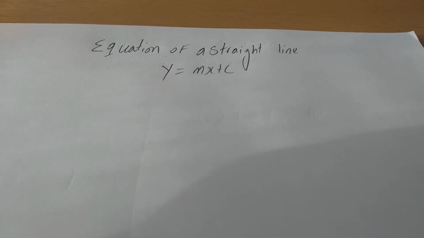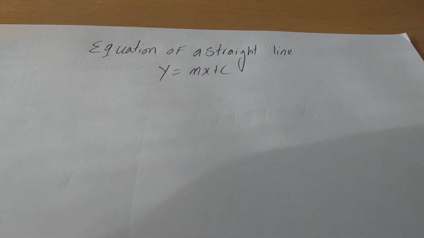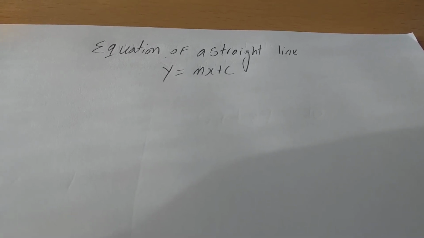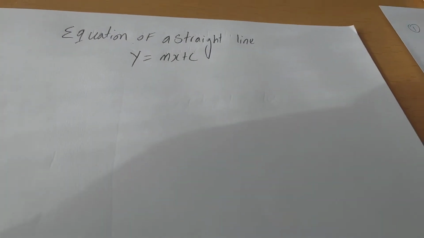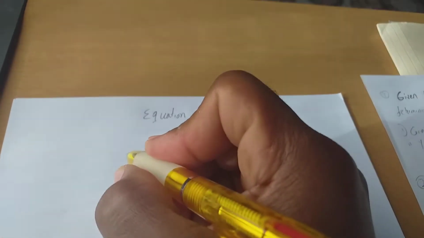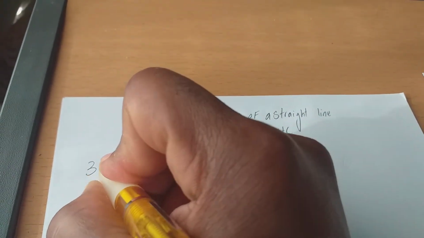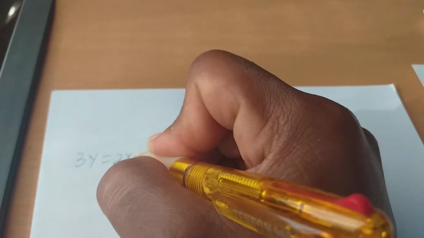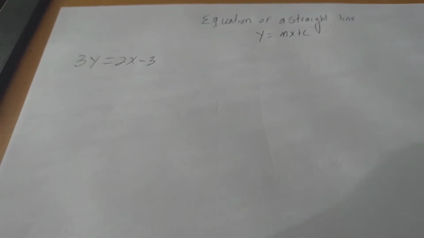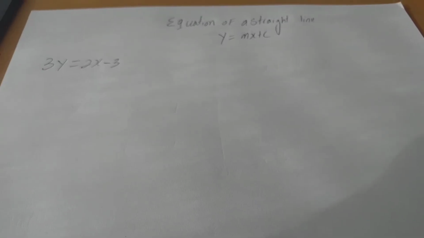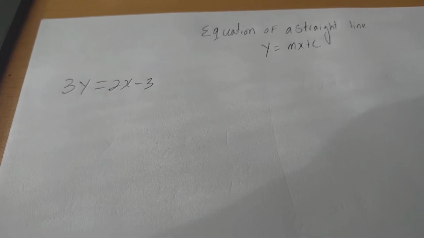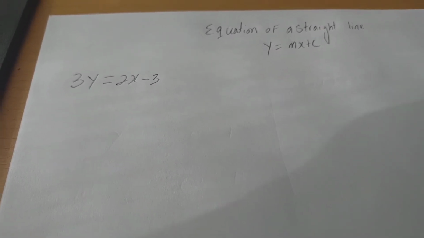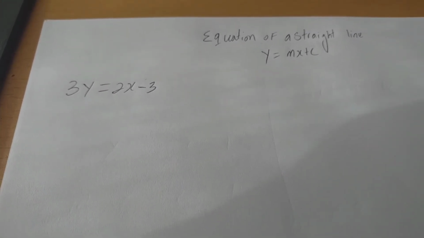So then, in order to identify the gradient and y-intercept of any particular equation, it must be written in the form y equal mx plus c. So then, if I look at this particular equation, which is 3y is equal to 2x minus 3, in order to determine the gradient and y-intercept, I need the equation to be equal to y. Y must be the subject.